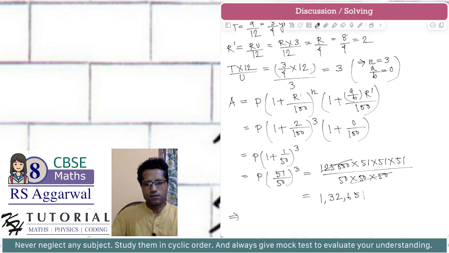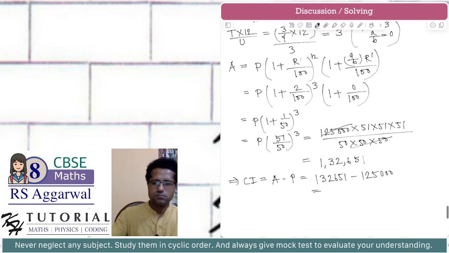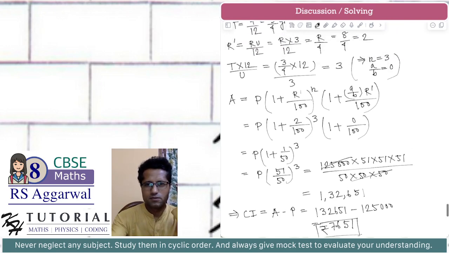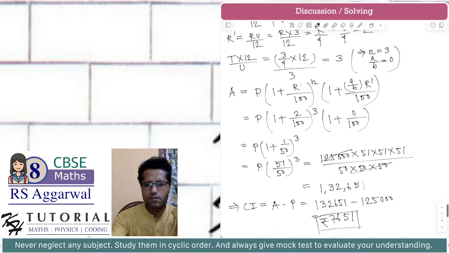So therefore, the compound interest is equal to the final amount minus the original principal. So this is 132,651 minus the original principal, which was 1,25,000. So this is equal to 7651. 7651 is the compound interest. Let me check the answer, and it is correct. Okay.